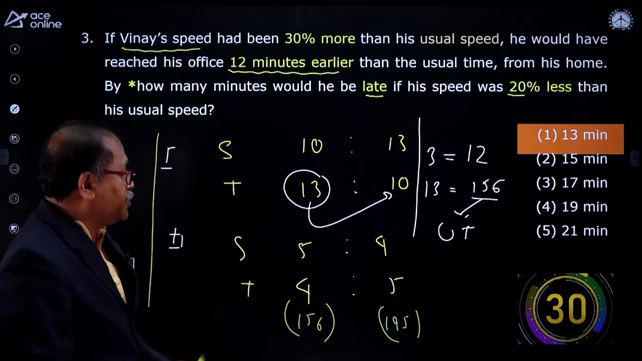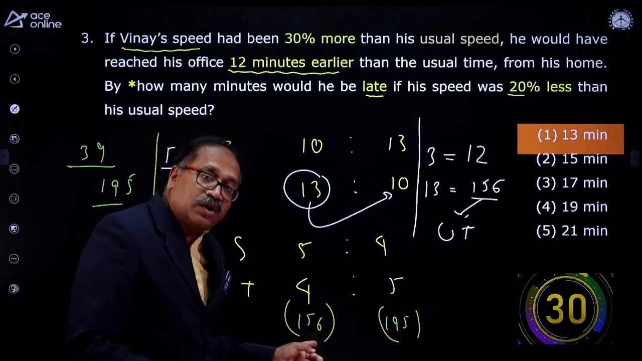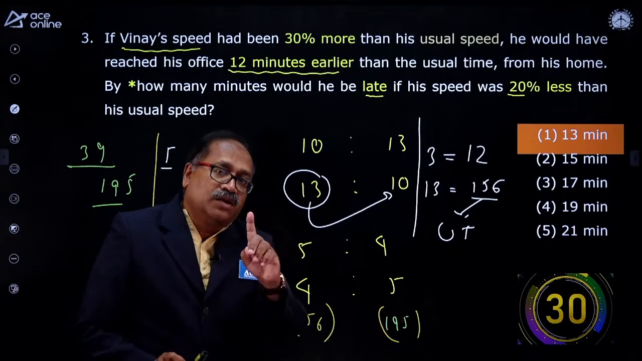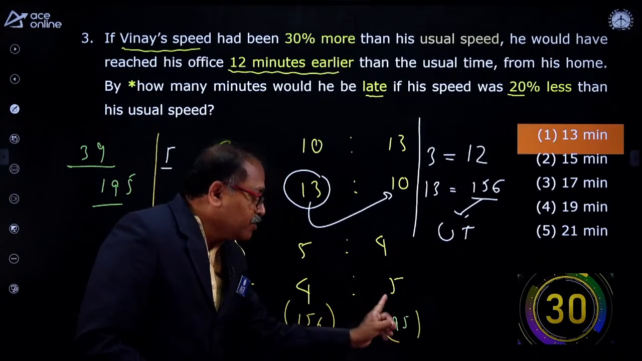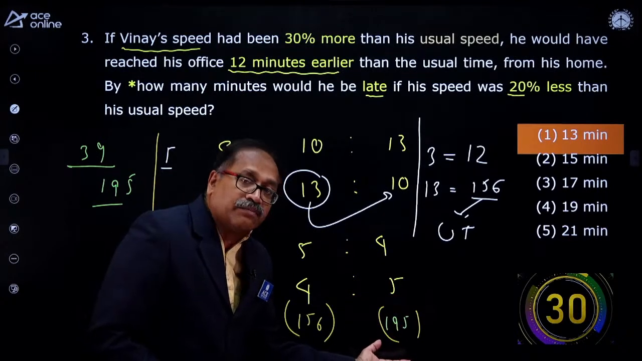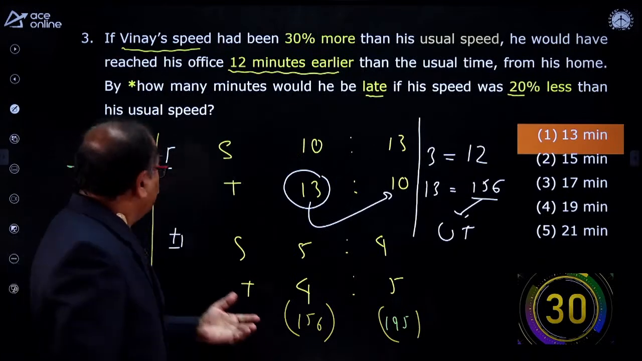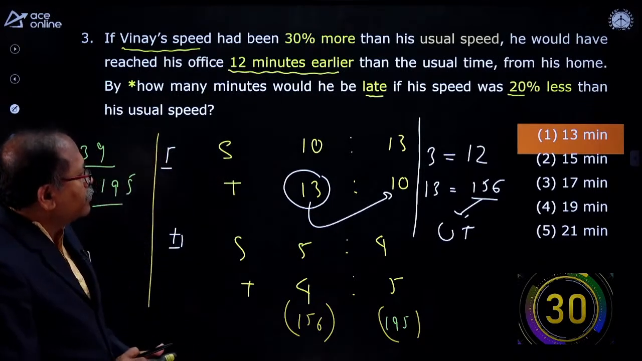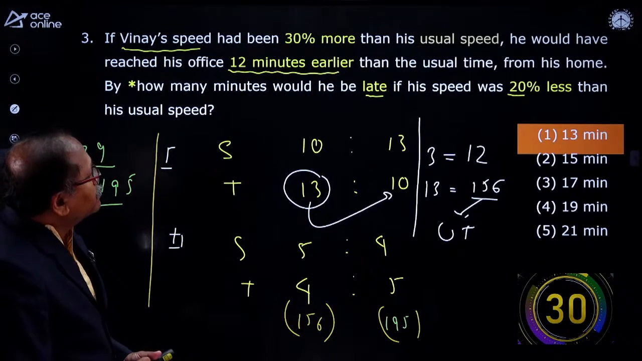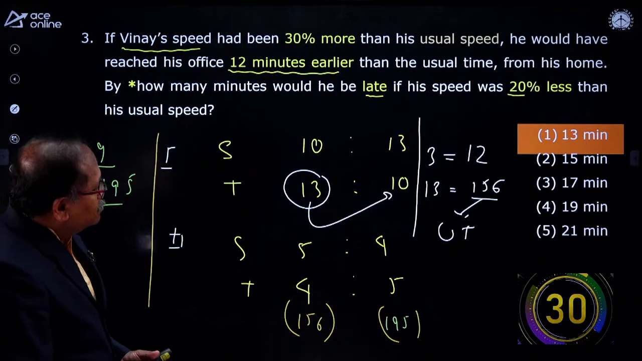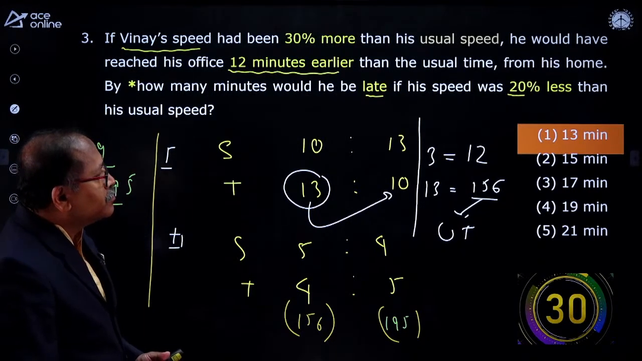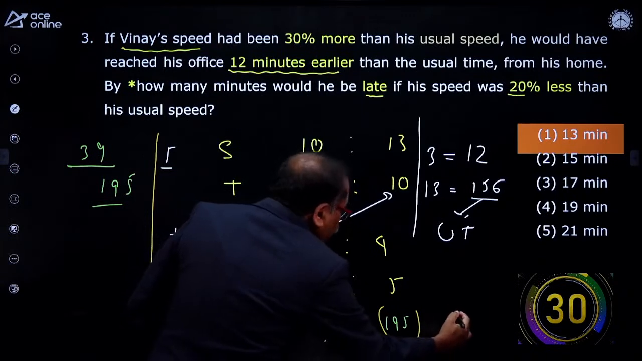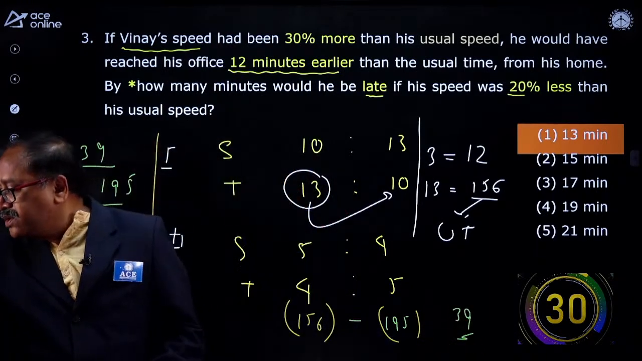Now, what is the question? By how many minutes would he be late? So he is supposed to take 156 minutes, but he is taking 195 minutes. Even you can simply find out one part of the time. One part of the time is extra. I don't need to find out how much time, because the question asks how much late. That is only one part late, and one part is 39. From here to here, if you take out the difference, you will get 39 minutes. I don't have the options over here.